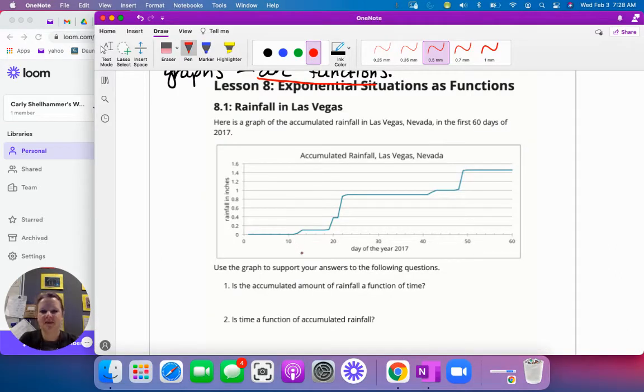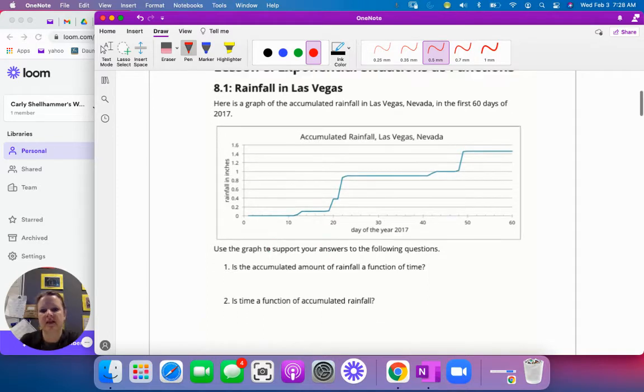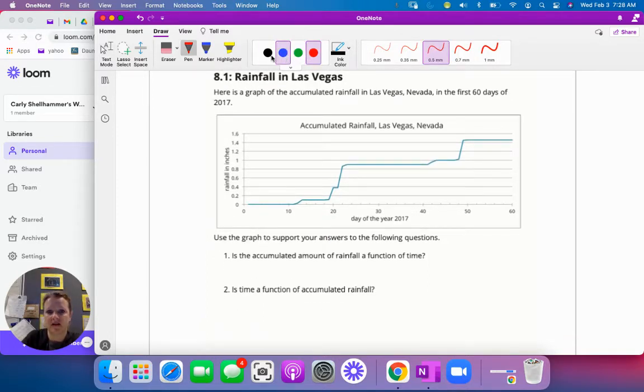Here is a graph of the accumulated rainfall in Las Vegas, Nevada in the first 60 days of 2017. Okay, use the graph to support your answers to the following questions. First of all, is the accumulated rainfall a function of time? Here I just look at my x-axis and we have days of the year in 2017 and the rainfall in inches. So is the accumulated rainfall a function of time? Well, yes, it is. Why?